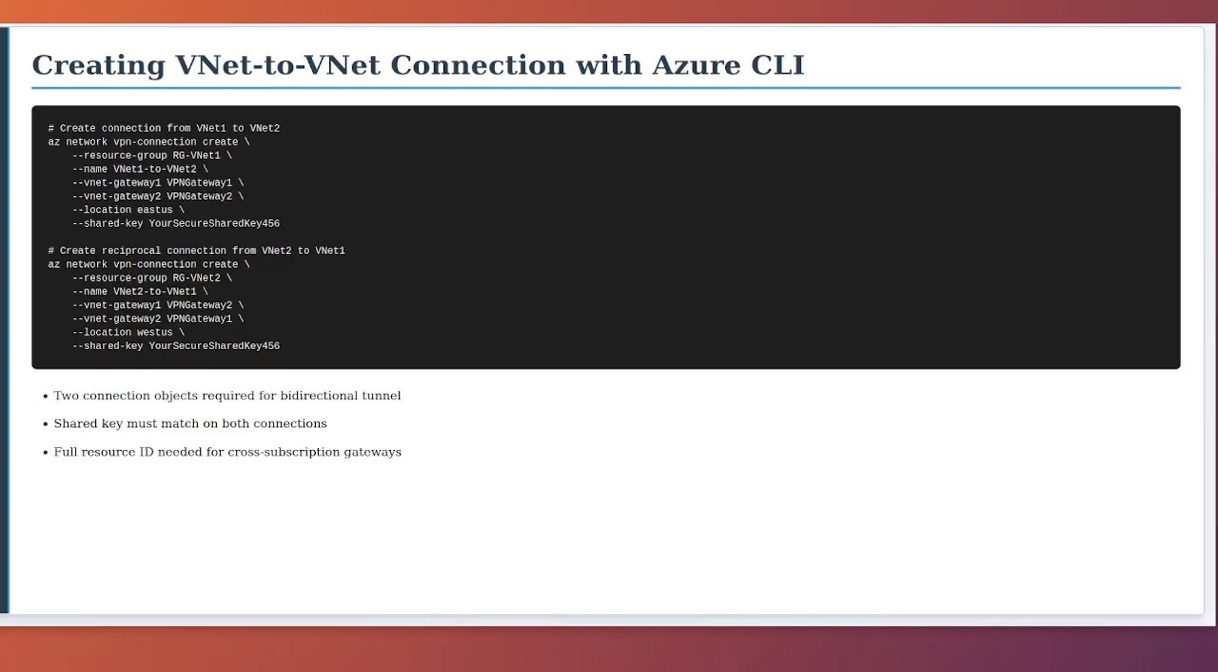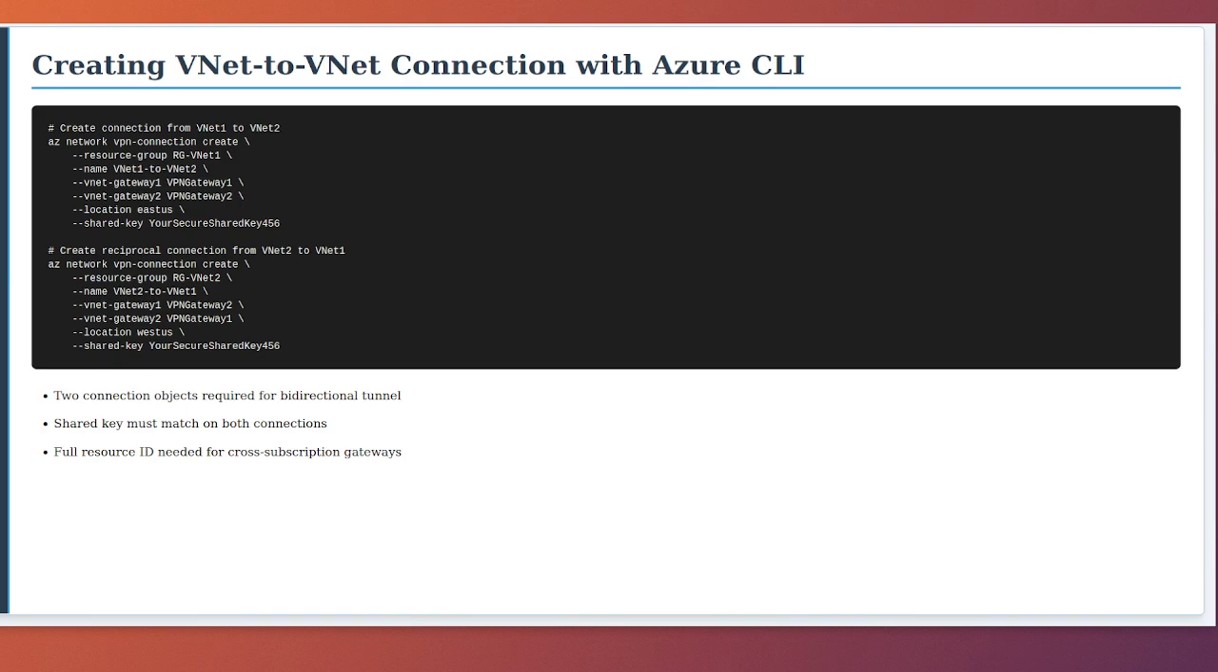Please note that the vnet-gateway2 parameter in the first command and the vnet-gateway1 parameter in the second command may require the full resource ID if the gateway is in a different subscription or resource group. The full resource ID format is /subscriptions/subscription-ID/resourceGroups/resource-group-name/providers/Microsoft.Network/virtualNetworkGateways/gateway-name. Azure CLI can usually resolve names within the same subscription, but cross-subscription scenarios require the complete resource ID.